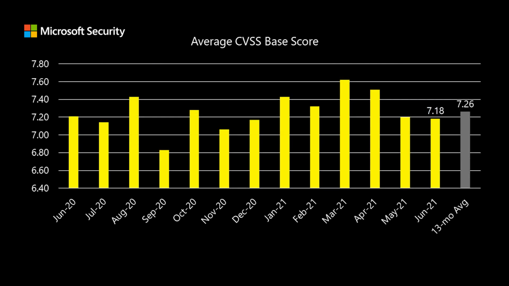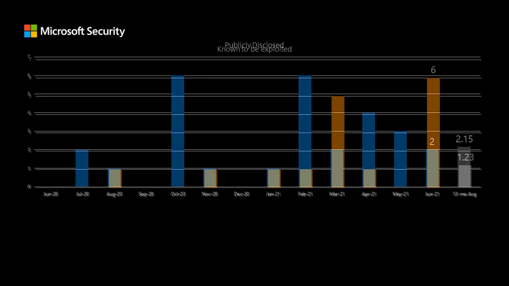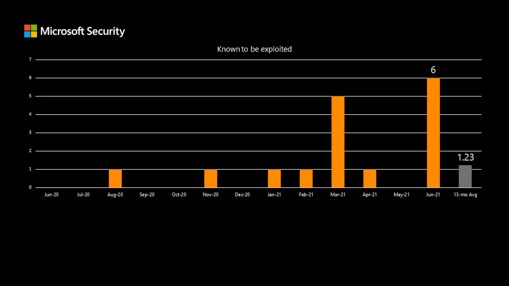When we look at the average CVSS scores across the entire release, across all 50 vulnerabilities, our average is 7.18, which is just a little bit below our average of 7.26. Publicly disclosed vulnerabilities, this month we have 2, which is right around our average. Now, when we look at the number of vulnerabilities that are known to be exploited at the time of release, this month we have 6, which is quite above our average of just over 1. And so we'll talk about one of those in a few minutes.